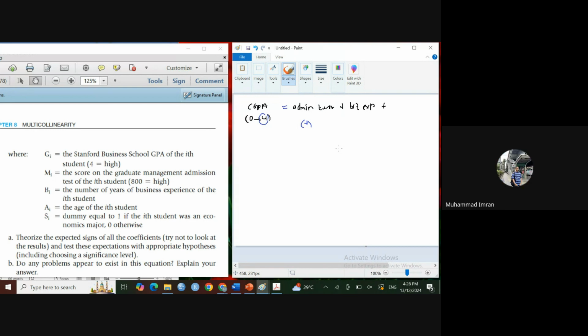I don't think the number of years of business experience can impact the CGPA because we are at school to study business. So if let's say they are working people, they have experience in doing business, then yes. So yes.